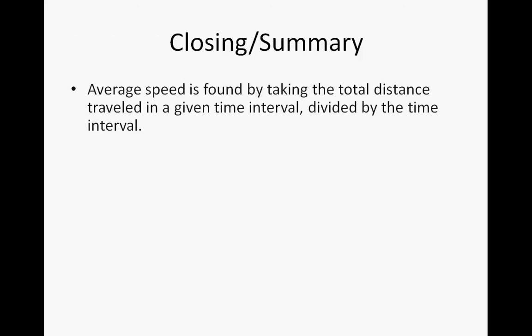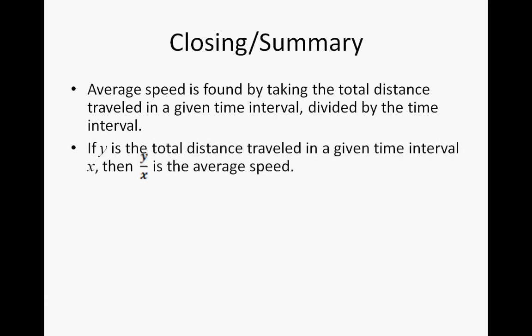All right, average speed is found by taking the total distance traveled in a given time interval divided by the time interval. If y is the total distance traveled in a given time interval, x, then y over x is the average speed.